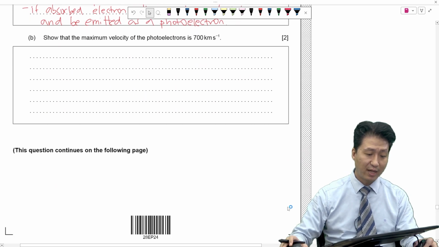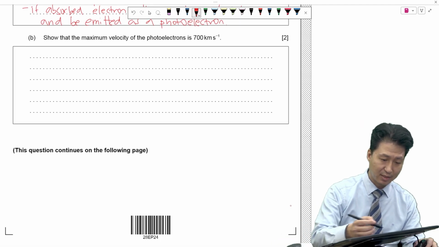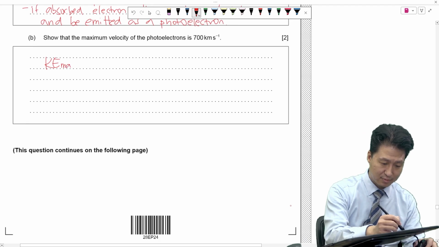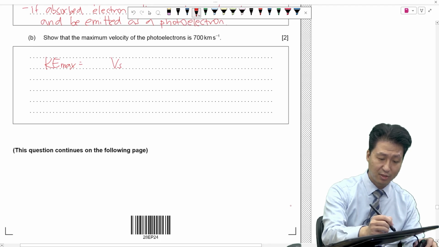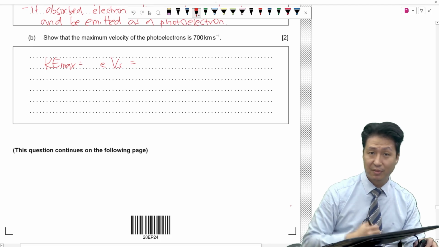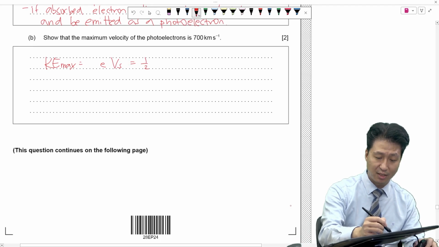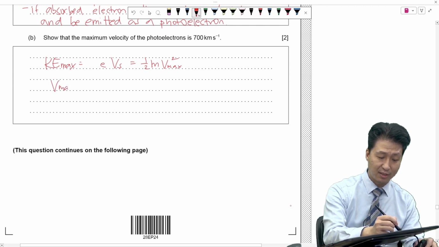It says, show that the maximum velocity of the photoelectrons is 700 kilometers per second. So the maximum kinetic energy can be calculated using the stopping voltage multiplied by the charge of an electron. And because you're able to calculate this, this is equal to the kinetic energy, 1/2 the mass times the velocity maximum squared. Getting the equation for the maximum velocity.